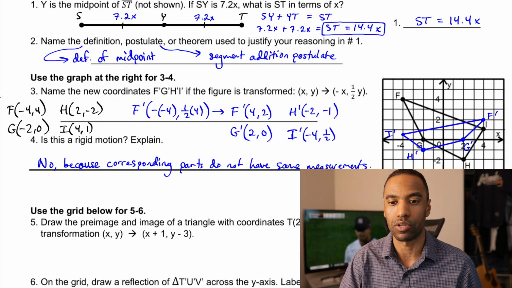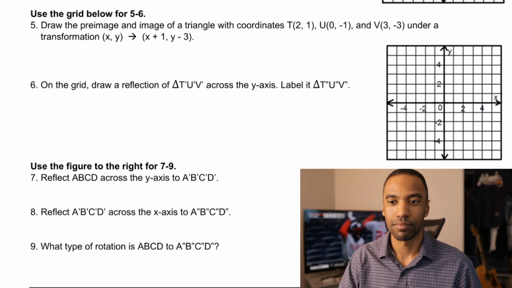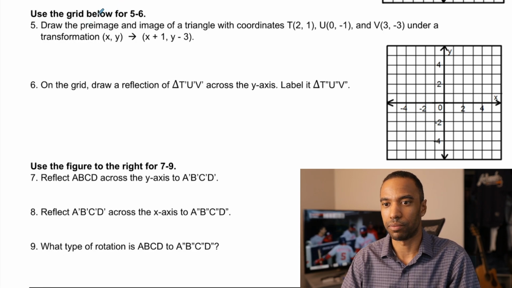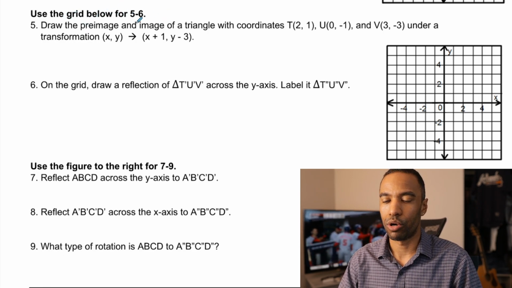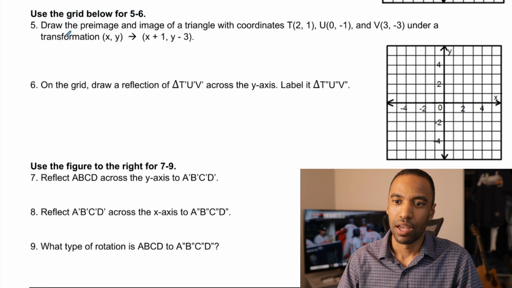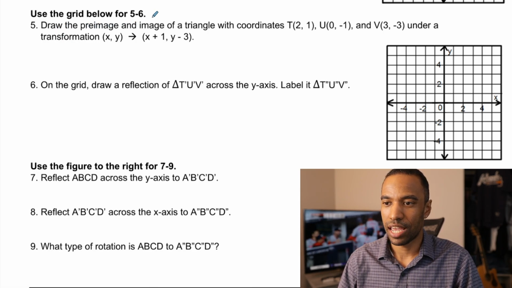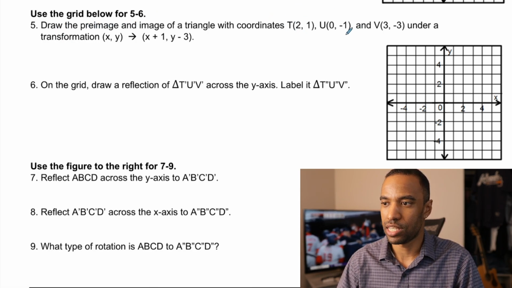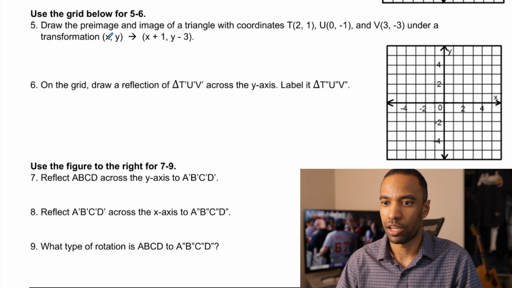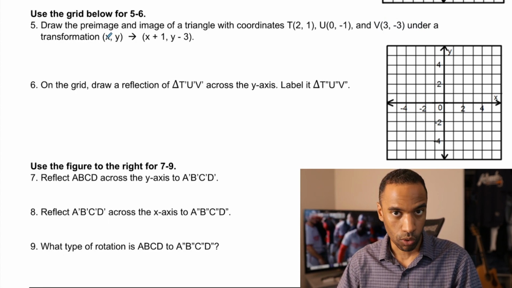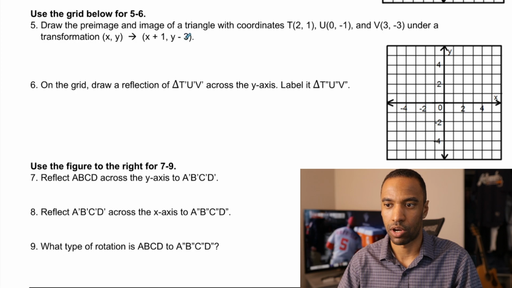I don't know how else to explain that, but still take a look at them. They're still beneficial. All right, use the grid below for 5 and 6. All right, number 5, draw the pre-image and image of a triangle with coordinates T, U, and V under a transformation rule from (x, y) to (x + 1, y - 3).